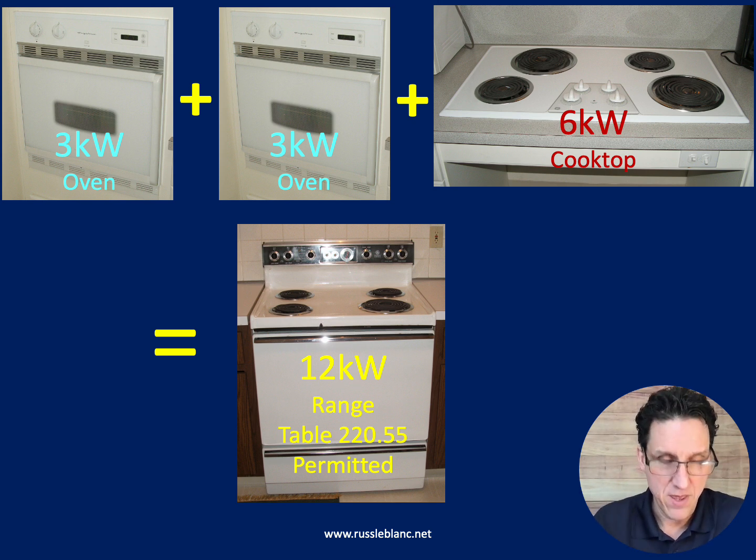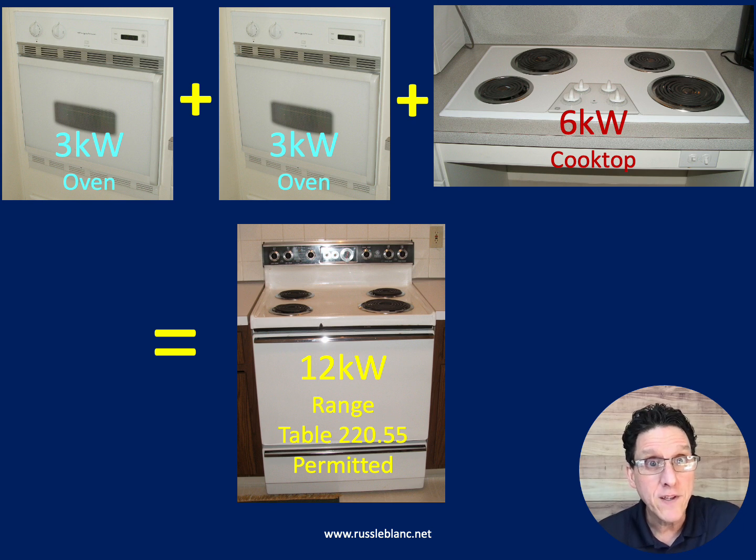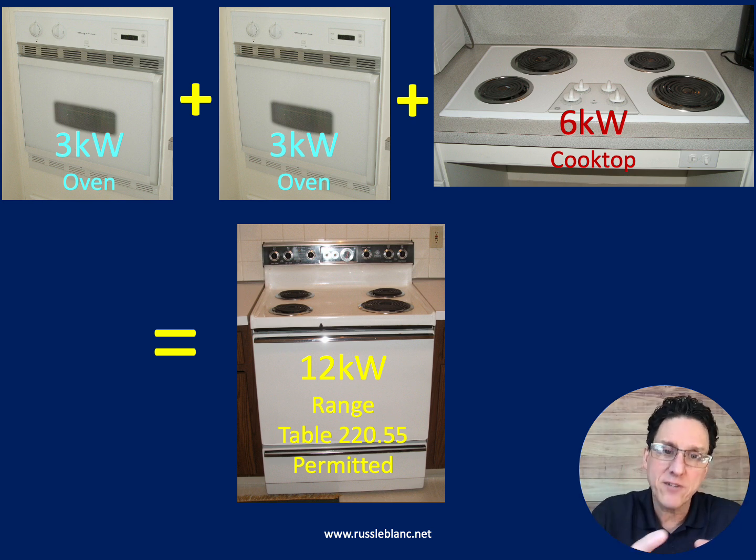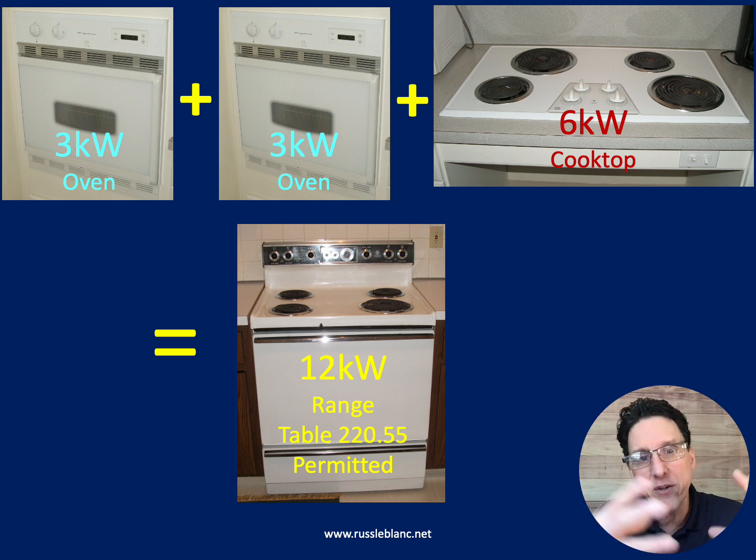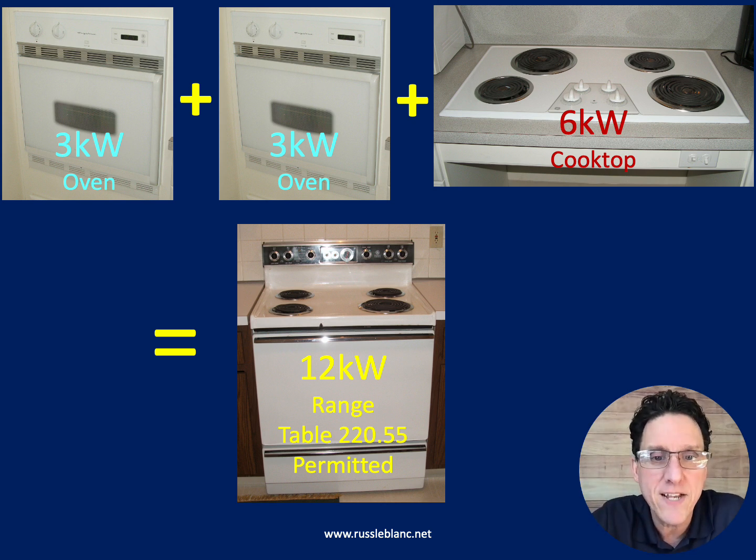So instead of a 3 kilowatt branch circuit and a 3 kilowatt branch circuit and another 6 kilowatt branch circuit, you could run one branch circuit as if it was for one 12 kilowatt range, and you take that 12 kilowatts and go to table 220.55 and you do the calculation that way and figure out what size branch circuit you need as if it was one range, right? So that saves you some space in the panel board. And in that case, the branch circuit might look something like this.